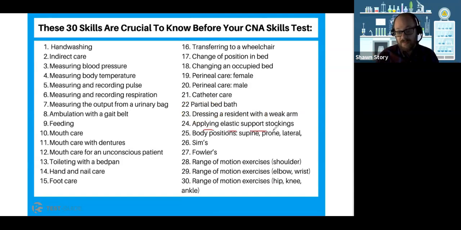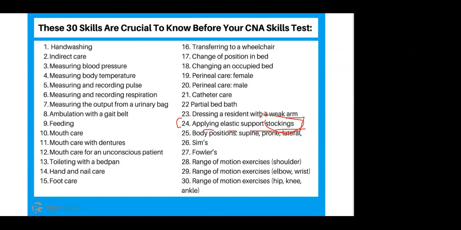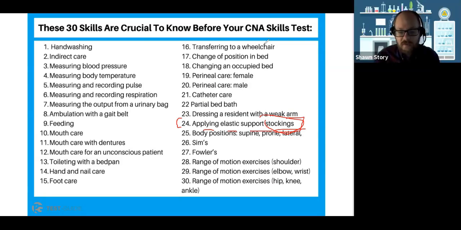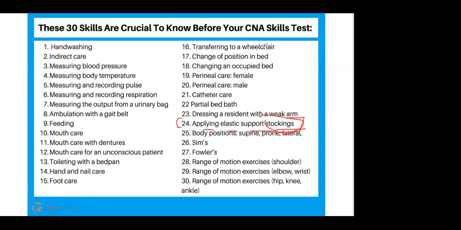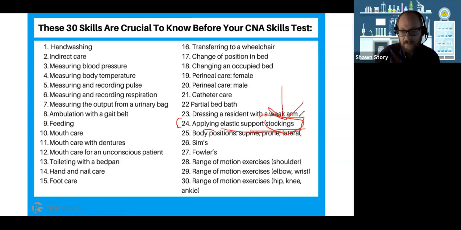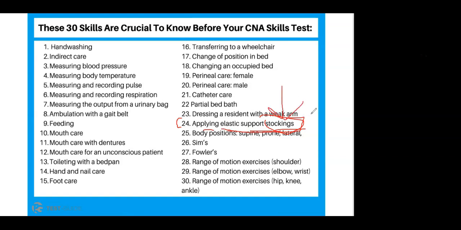Applying elastic support stockings. Also something that's really common among elderly care is putting on these stockings, which are like types of socks, especially if there are circulation issues or diabetes. Say that again, Maurice. I think we call this elastic support stockings, like compression socks. Compression socks. Yep, absolutely. That's a name that I've heard too. Compression socks.